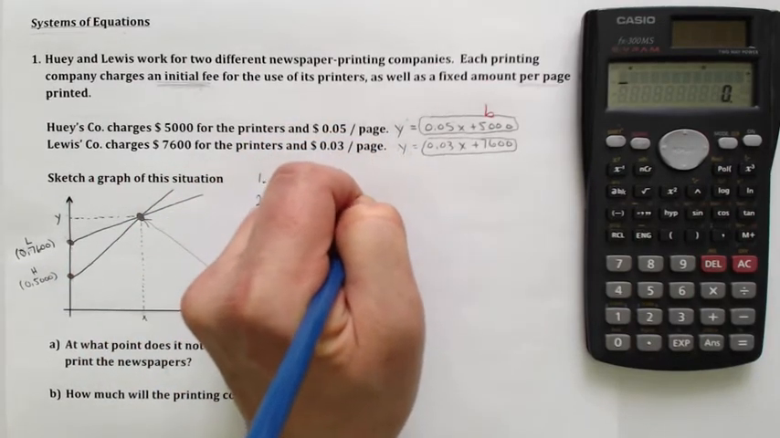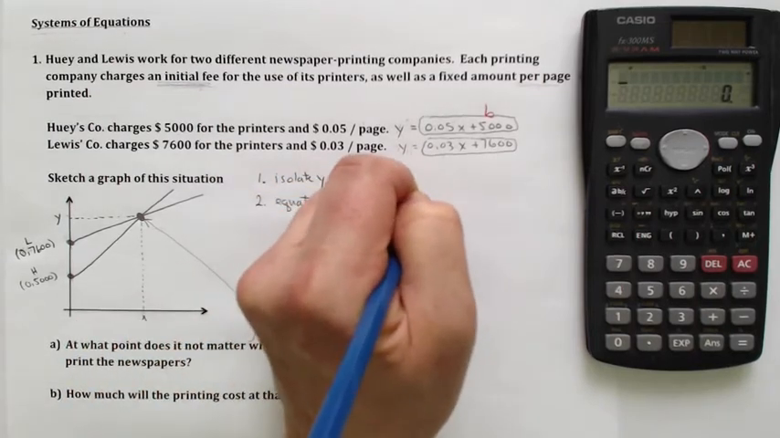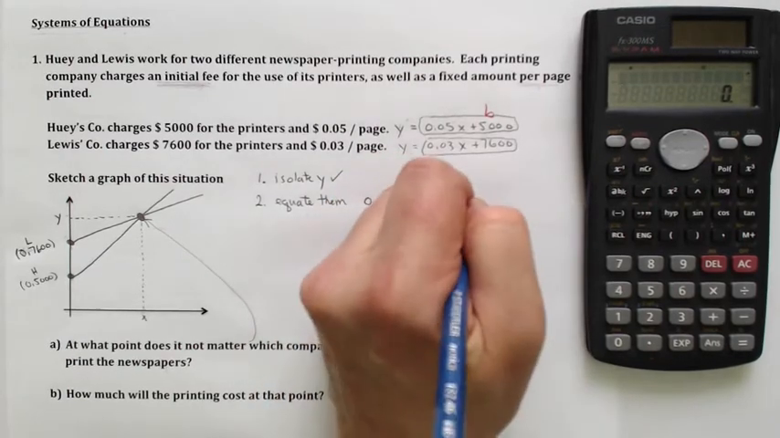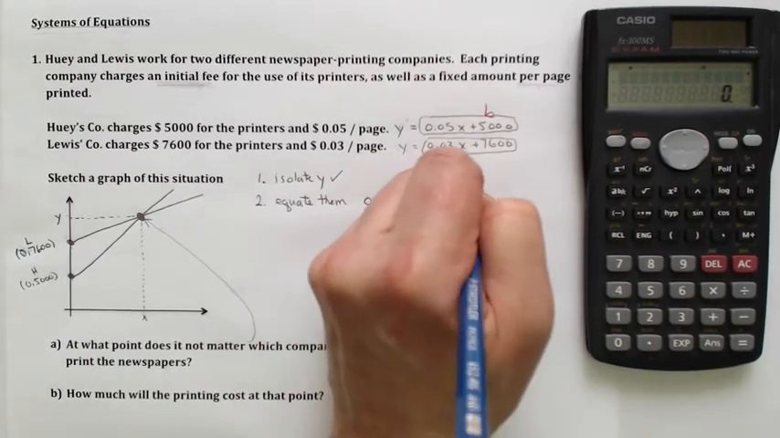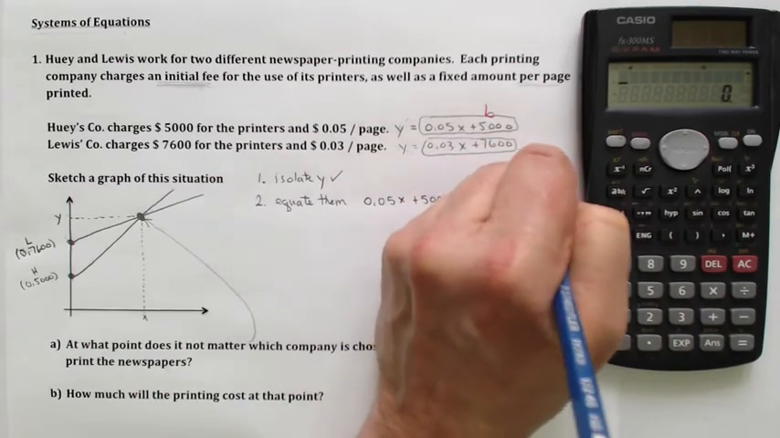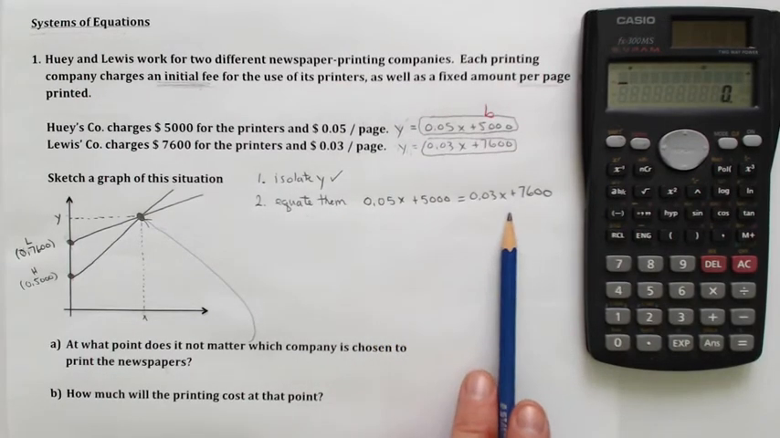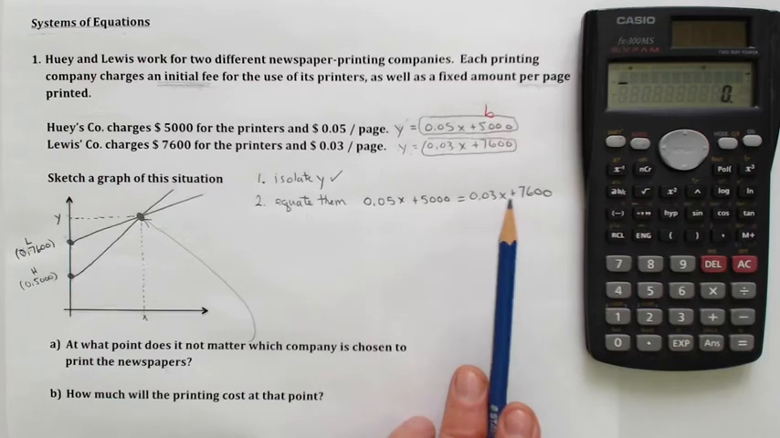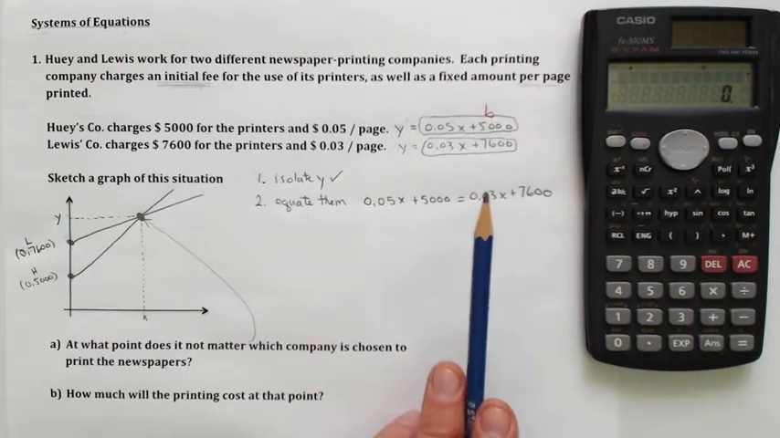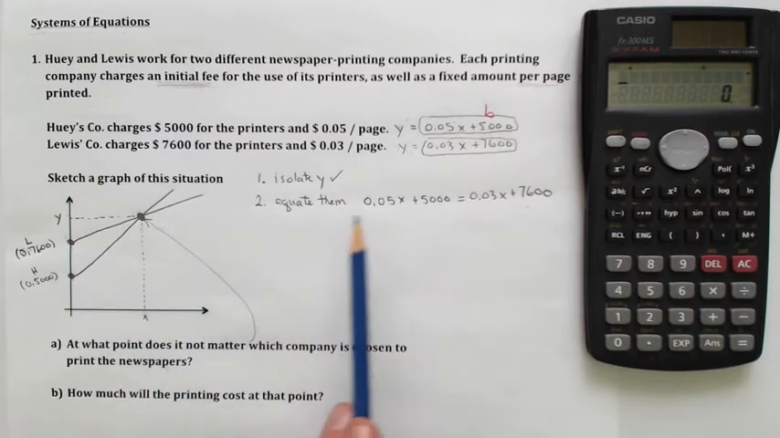Check it out. This is 0.05x plus 5,000. And that's going to be equal to 0.03x plus 7,600. And what's happened here is the y's have gone away, and I'm just down to x's. And that means I can solve for x. And if I can solve for x, I can solve for y, and I can find out where that point is. So I'm going to solve for x.